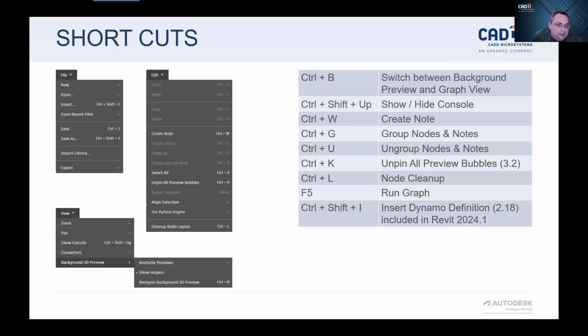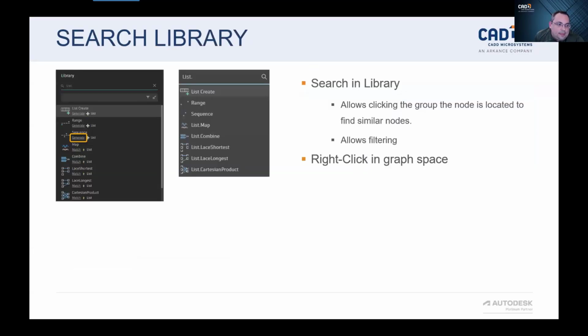Some of my favorites are create a note, switch between the background and the graph, and then the good old F5 to run the graph when you're in manual mode. Searching, you can always search the library. We knew this, and we can right click in the graph space to do a search. They've gotten those to actually return the same results now because they didn't used to. The other thing that's interesting, if you do it in the library, it gives you the name of the group that node is in, and you can click on that and it will take you to that section in the library so you can find similar nodes with it.